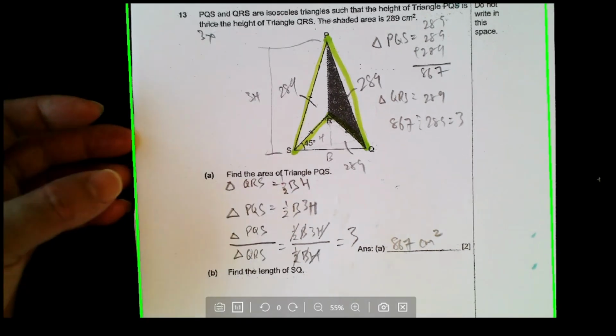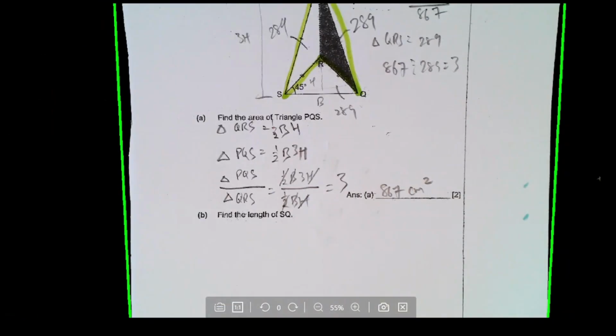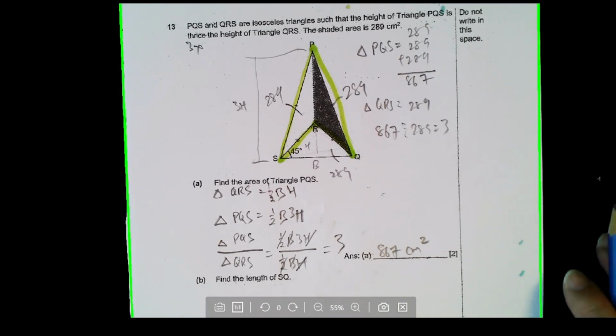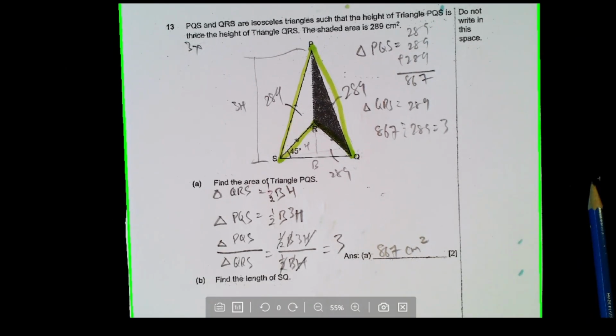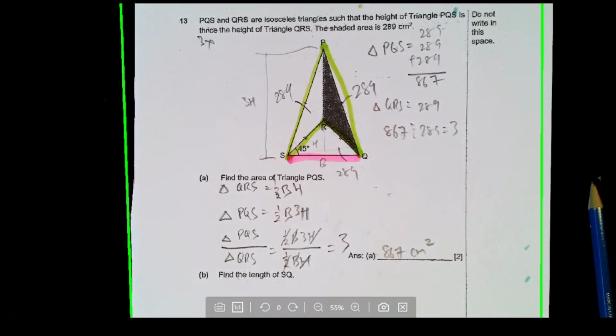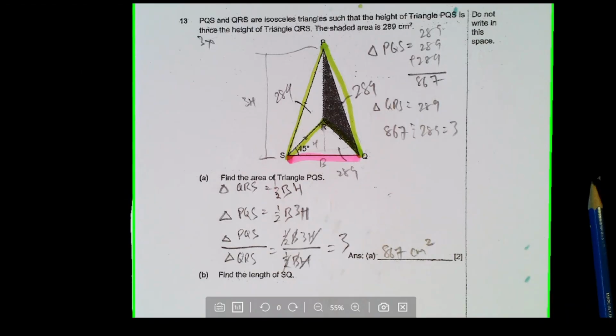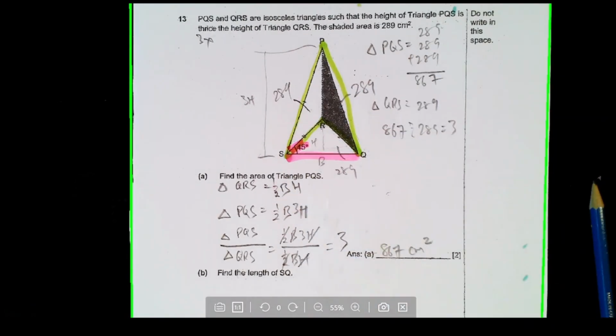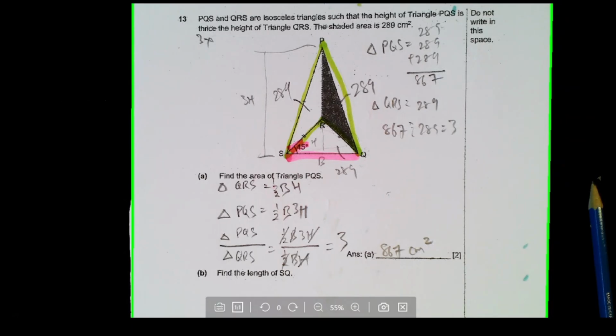Now, find the length of SQ. Length of SQ, this one. Okay? Now, what do you notice? This 45 degrees, they don't give you this for nothing. 45 degrees. Okay?